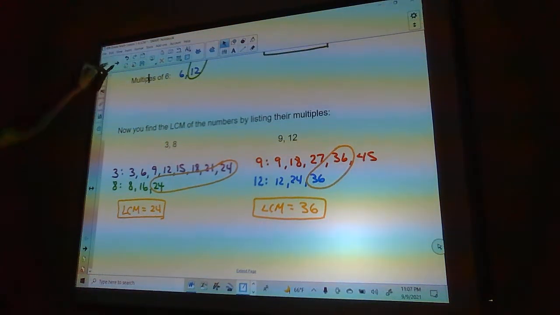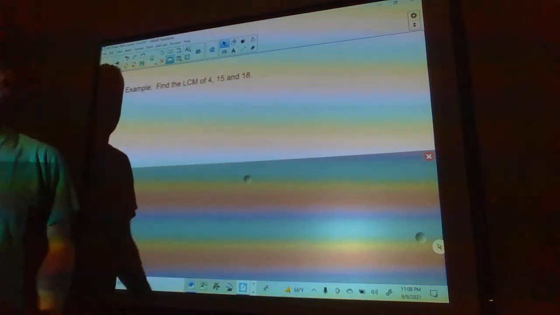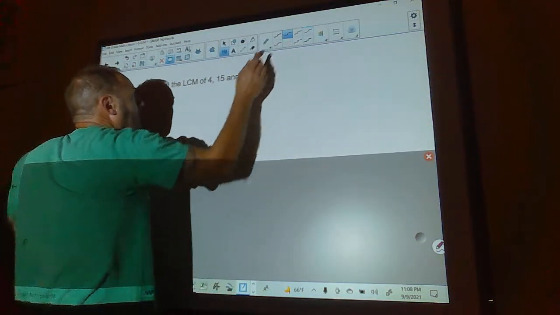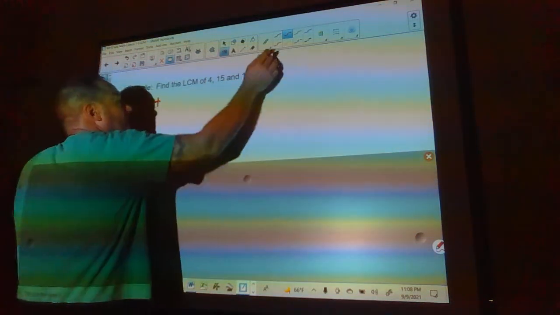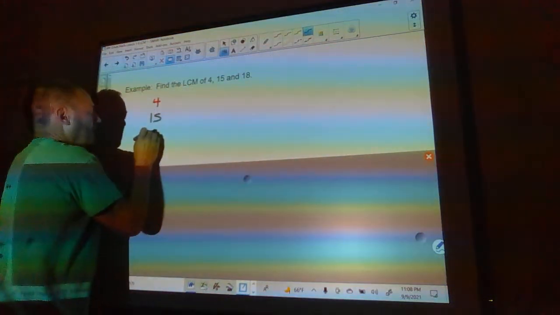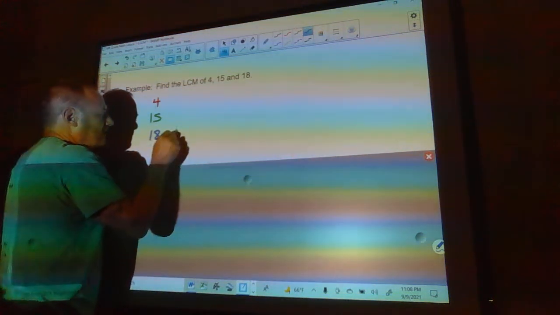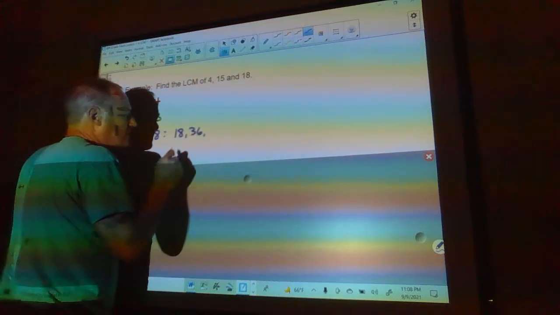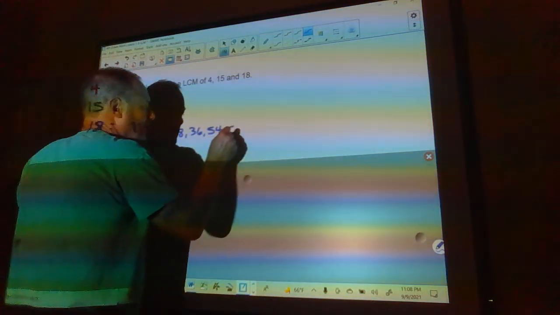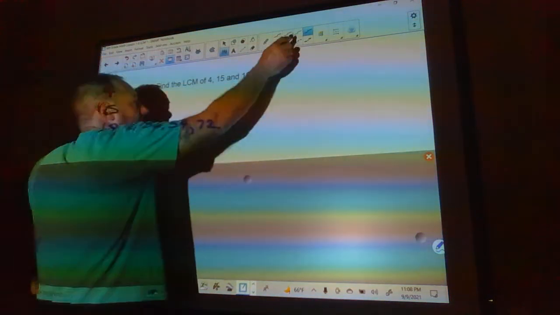All right, moving right along. Find the least common multiple of 4, 15, and 18. So this time we have 3 numbers we got to worry about. Now, it might be best to start with the largest number. Okay, so let's try 18 and go out for a while. So 18, 36, 54, 72.